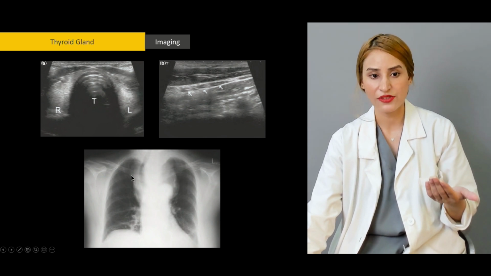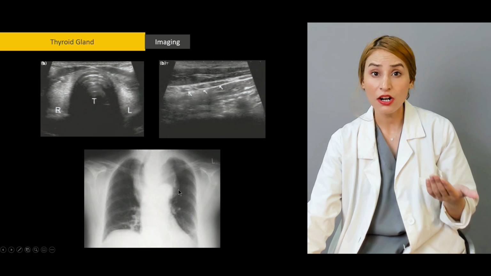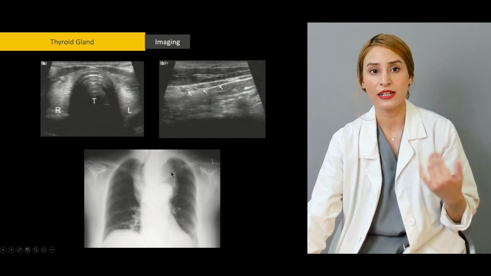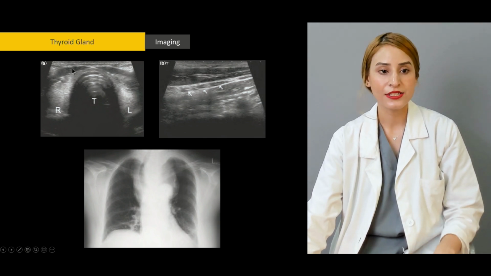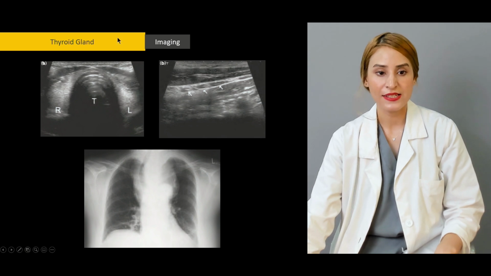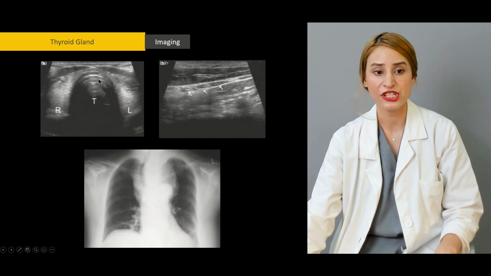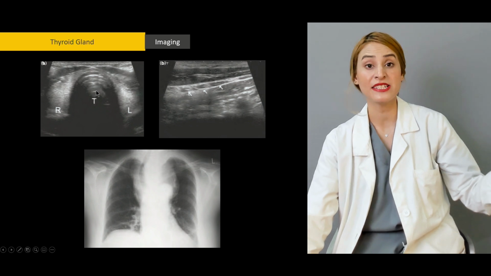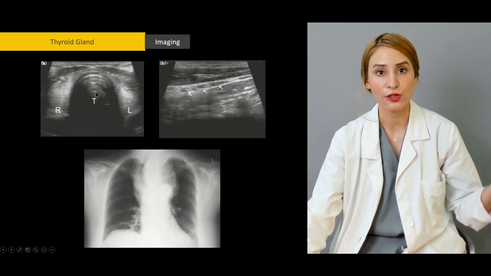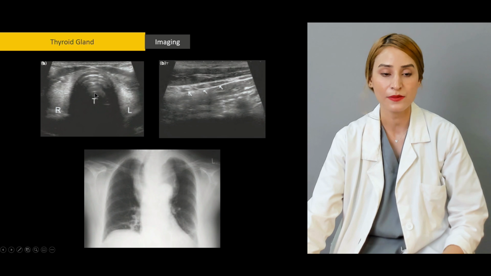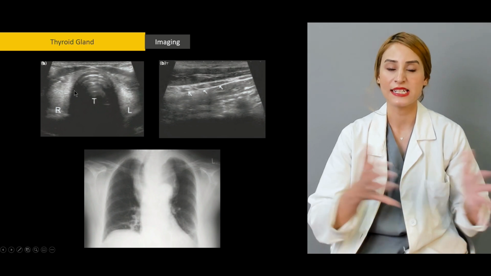This is the chest X-ray, and here you can see a large thyroid gland which is lying in the mediastinum. In image A, you can see the ultrasound of the thyroid gland, and you can appreciate that this is the thyroid with the isthmus. This is the right lobe of the thyroid, this is the left lobe, and I already told you in the basic anatomy that the right and left lobes are connected through the isthmus.